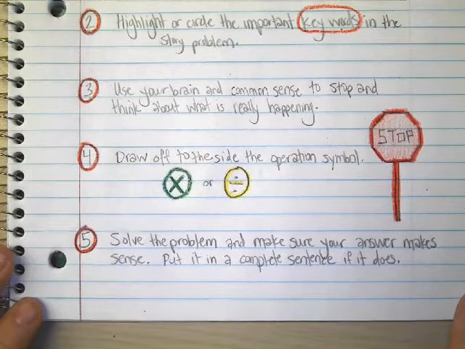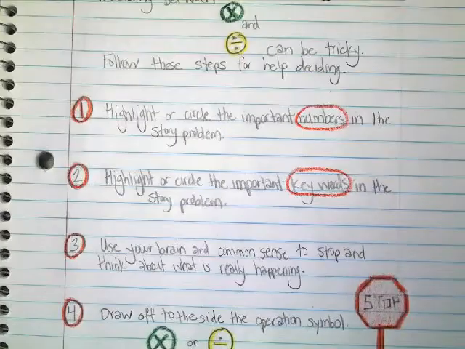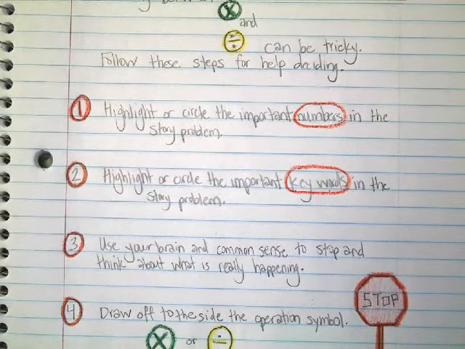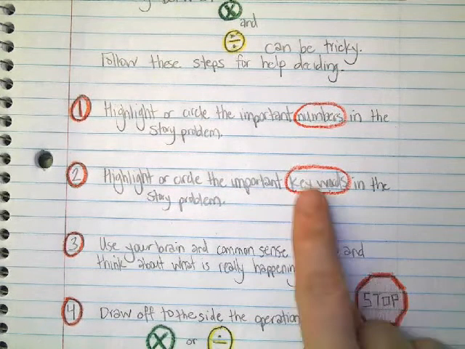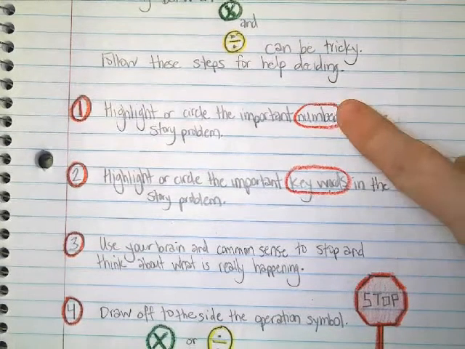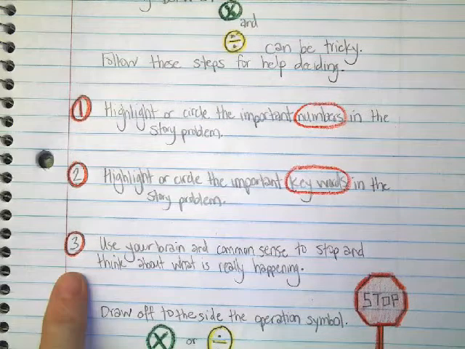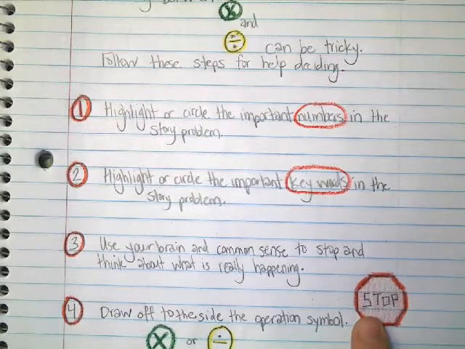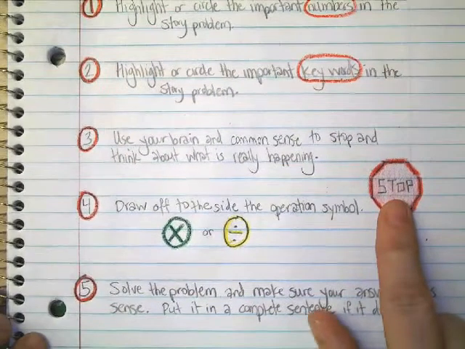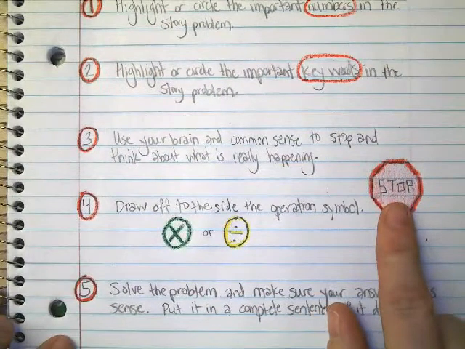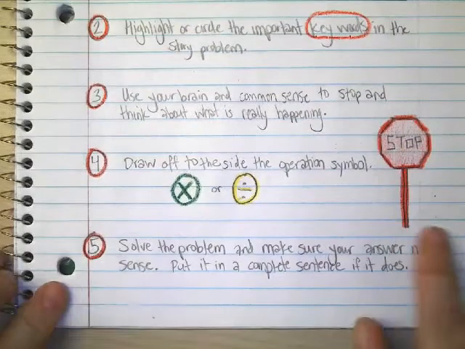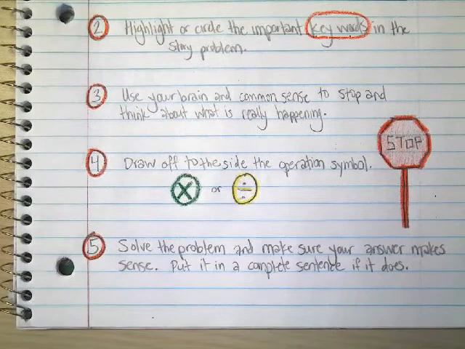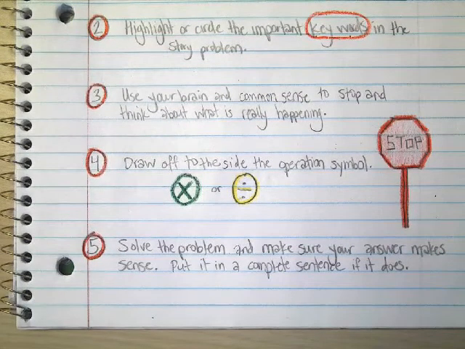Let's review them. Step number 1, why don't you read it or whisper it to yourself while I read it. Step number 1, highlight or circle the important numbers in the story problem. Step number 2, highlight or circle the important keywords in the story problem. So we're looking for numbers and keywords. And then it says, use your brain and common sense to stop and think about what is really happening. Draw off to the side the operation symbol. Solve the problem and make sure your answer makes sense. Put it in a complete sentence if it does.